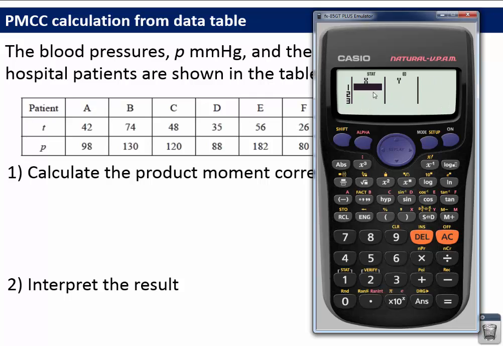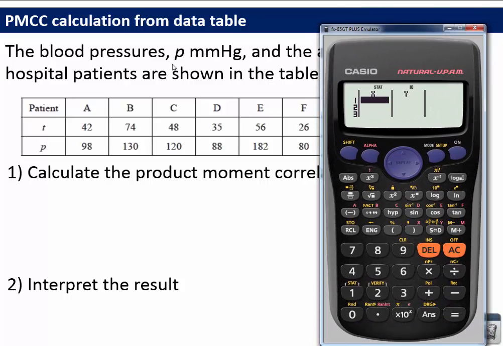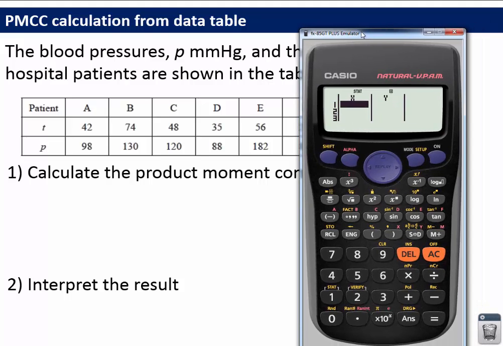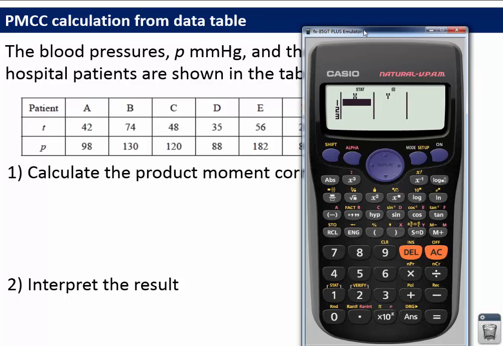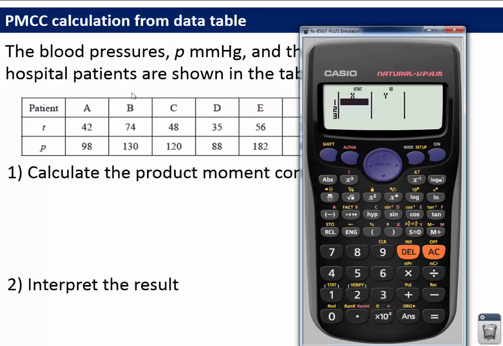So you'll have a table of data here. If you look at our table of data, we've got T and P, but we've got X and Y here. When you're doing PMCC, it doesn't really matter which one you call X and which one you call Y. So T can be X and P can be Y, or the other way around, as long as you're consistent when you put your data in, so all of our X's will be T's. Usually you have your explanatory or independent variable as your X, and your response or dependent variable as your Y. So my X is going to be all my values of T.